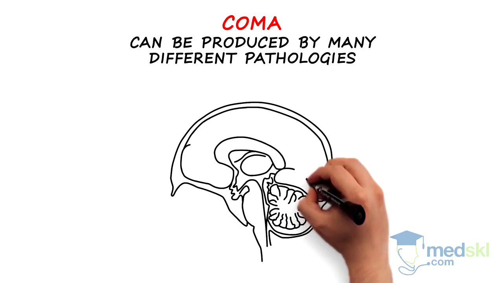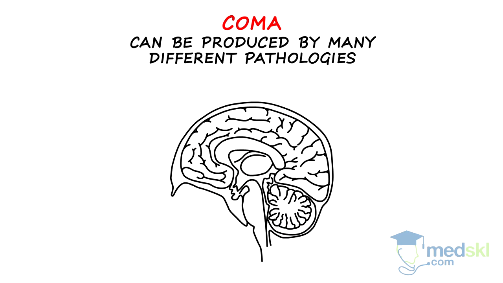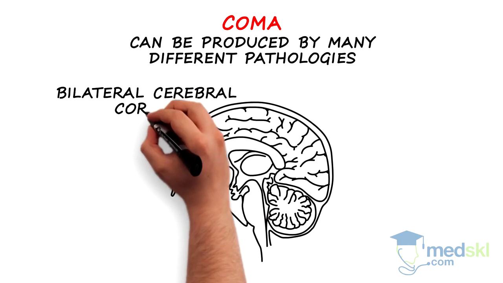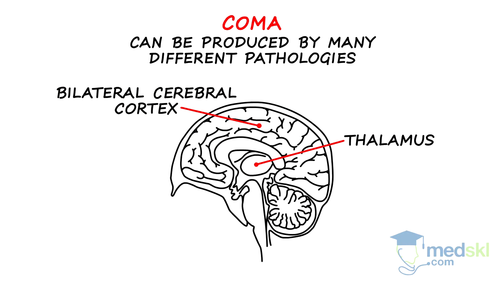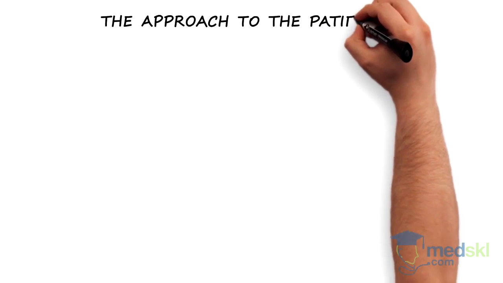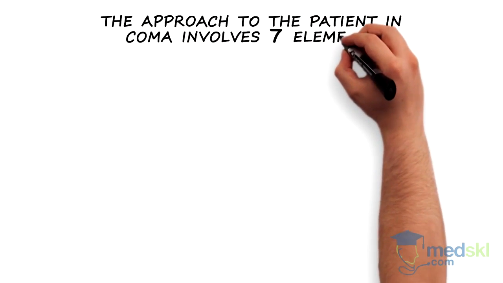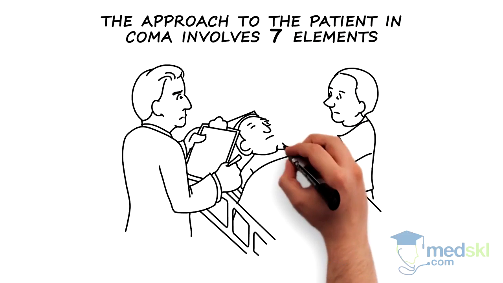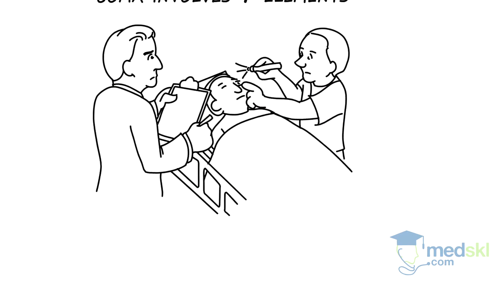There are three key regions in the brain that may be affected to produce coma: the bilateral cerebral cortex, the thalamus, and the brainstem. The approach to the patient in coma involves 7 elements, which often proceed simultaneously.